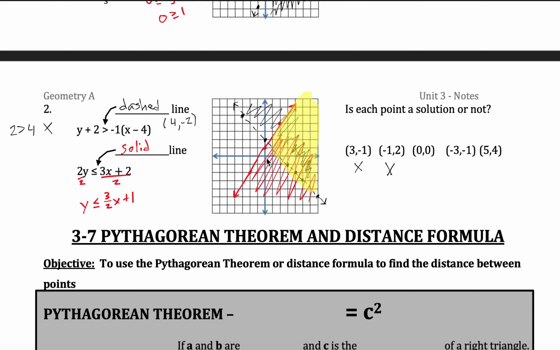Then we have 0, 0. That's a solution to our red that we have drawn, but not a solution to the black, so that's not a solution to the system. We have -3, -1. That is not a solution to either of the inequalities, so not a solution to the system. And then we have 5, 4, which is in our shaded region, so that is a solution to our system.